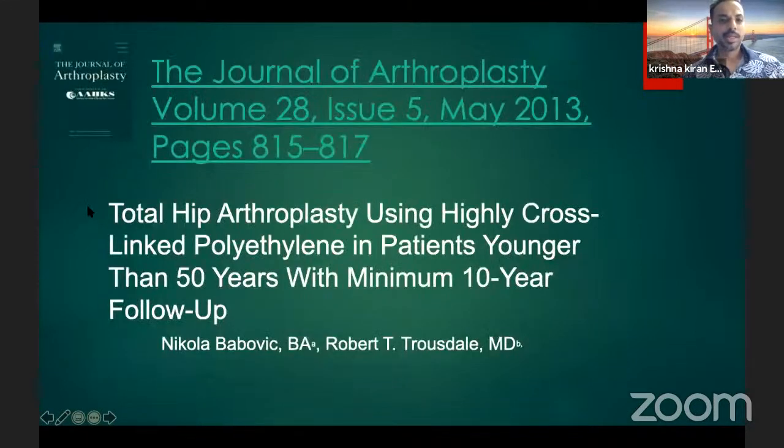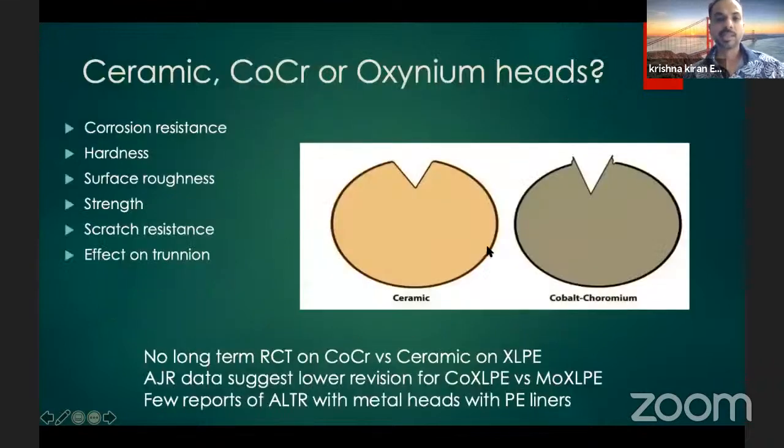And this total hip arthroplasty using highly cross-linked PE in patients younger than 50 years with a minimum 10-year follow-up had 100% survivorship, which shows encouraging data even in the younger patients. Now, which head should we choose? Whether it should be a ceramic, a cobalt chrome, or oxinium head? This is based on several factors like corrosion resistance, hardness, surface roughness, strength, scratch resistance, and effect on trunnion.